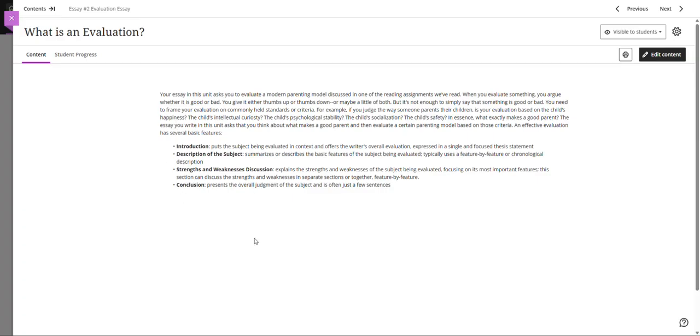Then we get into the strengths and weaknesses discussion, which is where you're going to talk about your evidence that backs up your evaluation of that parenting method. And that's going to be your much longer section. This is more of the body of your essay. So about at least 3 paragraphs or so.